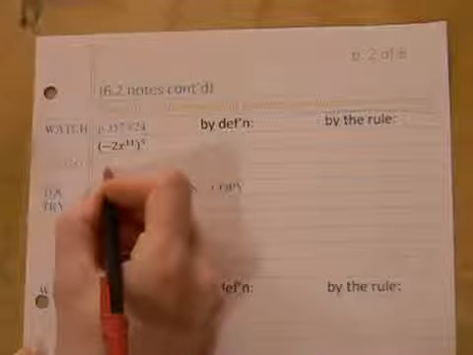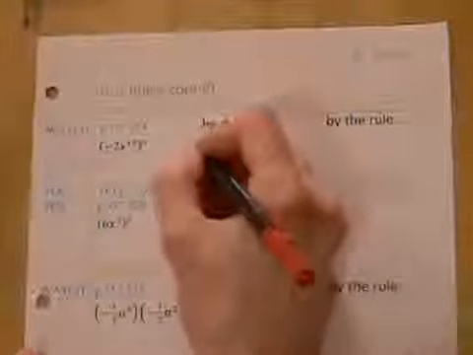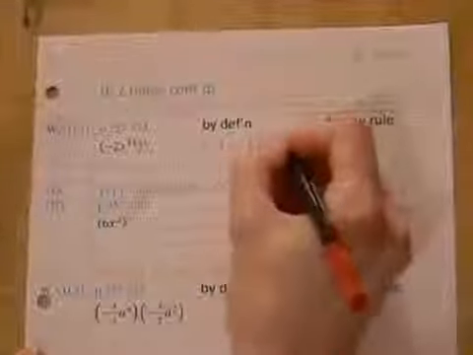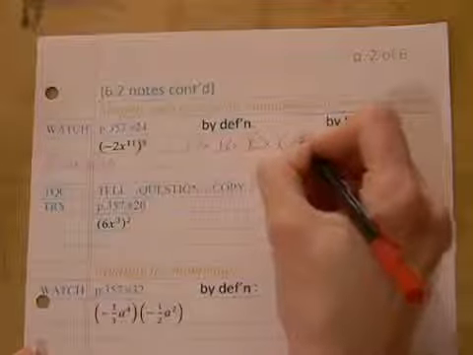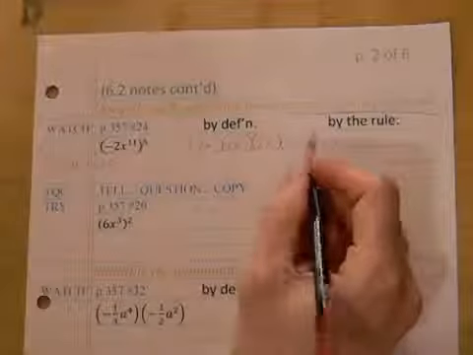Again, if it was a to the 5th, it would be a times a times a times a times a, itself 5 times. So by definition, it's whatever's inside this parenthesis times itself 5 times. So it'd be negative 2x to the 11th times another negative 2x to the 11th times another negative 2x to the 11th times another one times a fifth one, negative 2x to the 11th times itself 5 times.